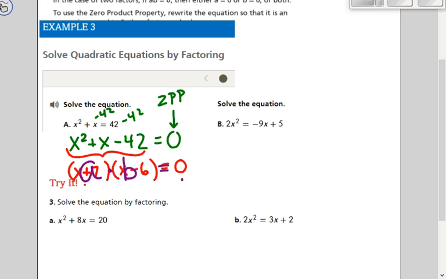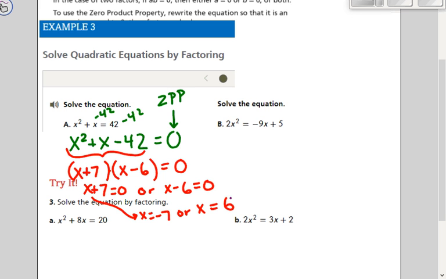So either x plus 7 has to equal 0 or x minus 6 equals 0. So the two numbers that are going to actually solve the original problem here will be x equals negative 7 or x equals 6, because 6 minus 6 equals 0 and negative 7 plus 7 equals 0. So these are the two solutions to this problem, example 3a.